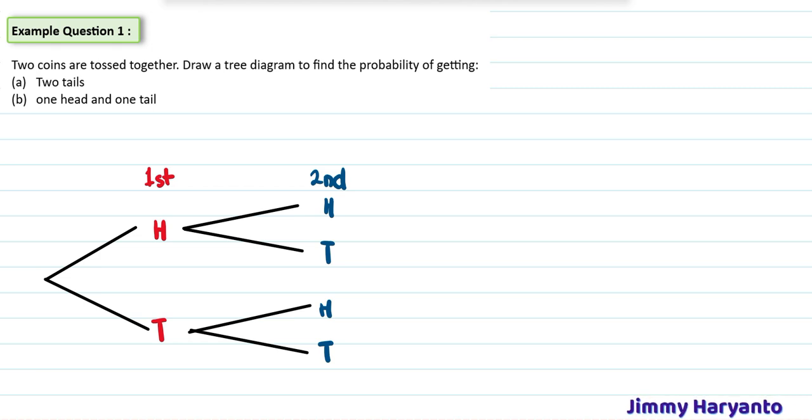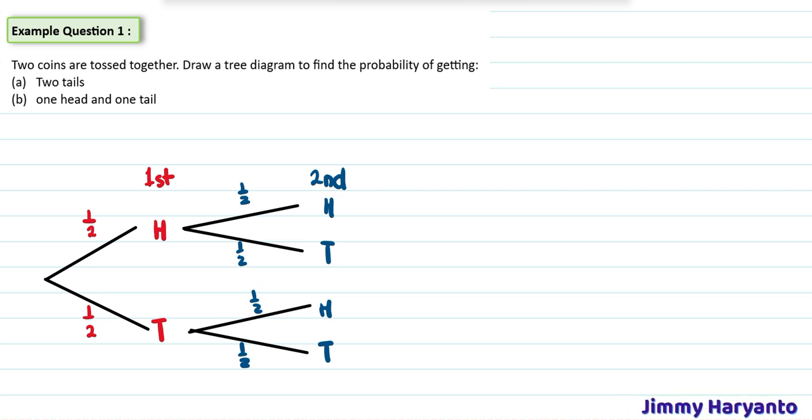And then next, to find the probability, you have to label all of the branches or all of the paths with the probability itself. For the head, for the first coin, it will be half. This one also half, because there is only one head out of two. So the second will be half and half. This one also half and half.